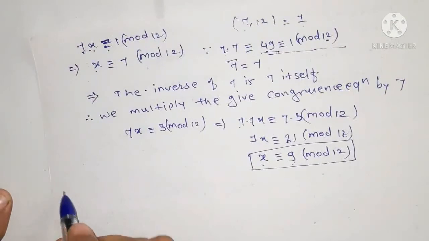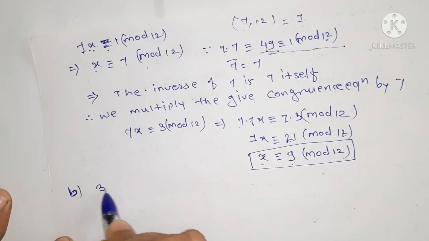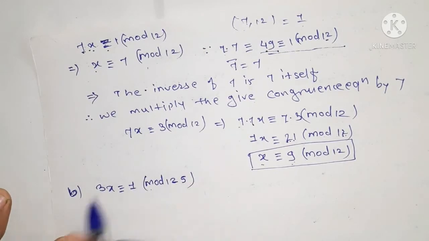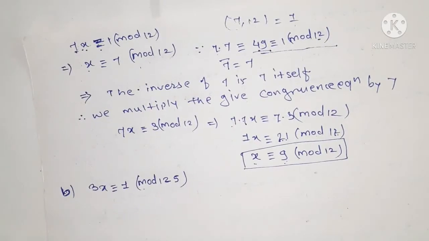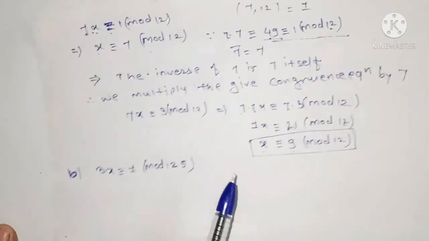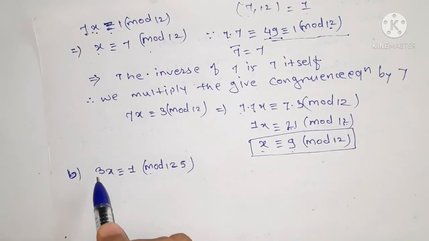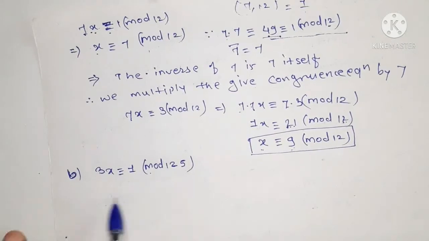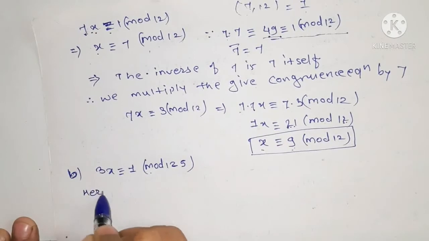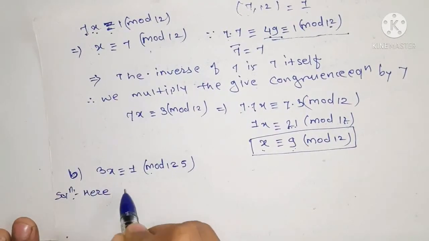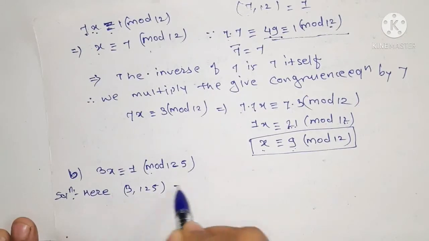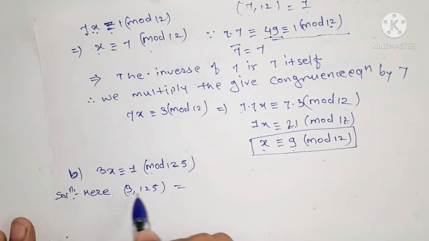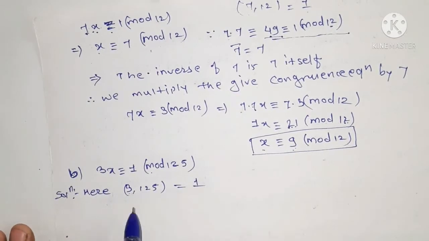Now we see the second example B, which is given by 3x is congruent to 1 modulo 125. Now here we can use a different method. Firstly we have to find the number of solutions, and for this we take the GCD of 3 and 125. What is the GCD of 3 comma 125? Because 125 is not divisible by 3 and there are no common factors, the GCD is equal to 1.